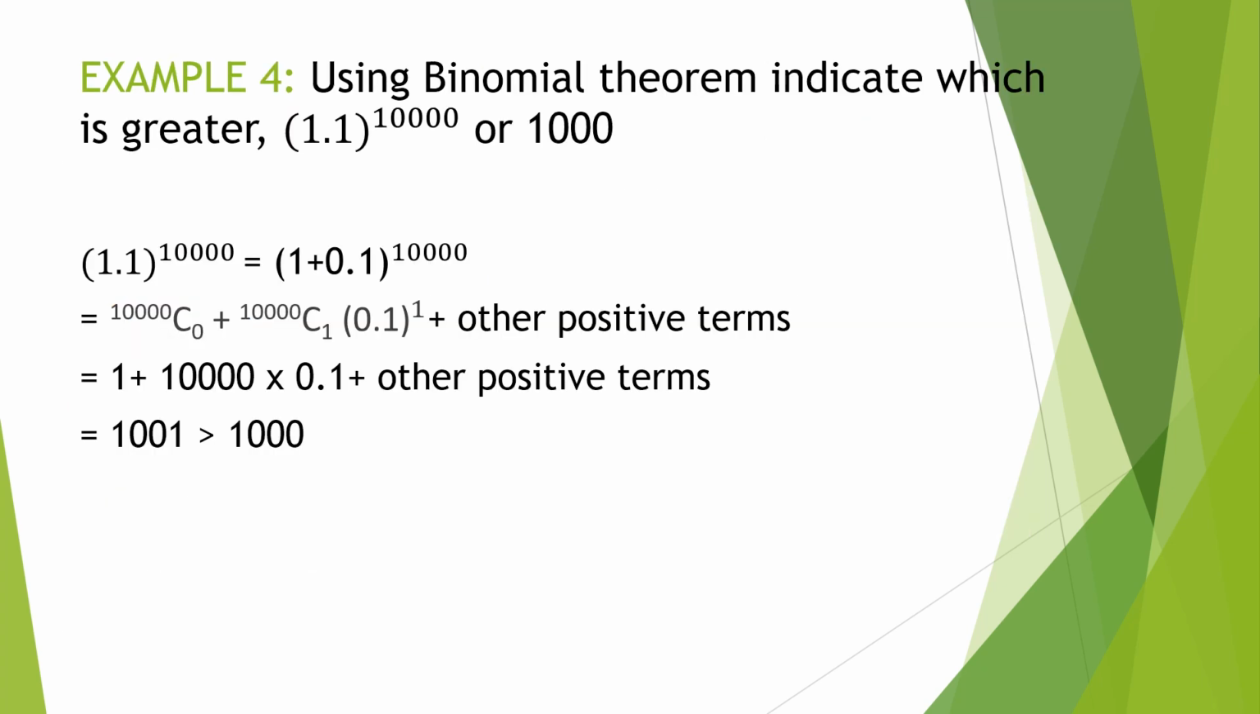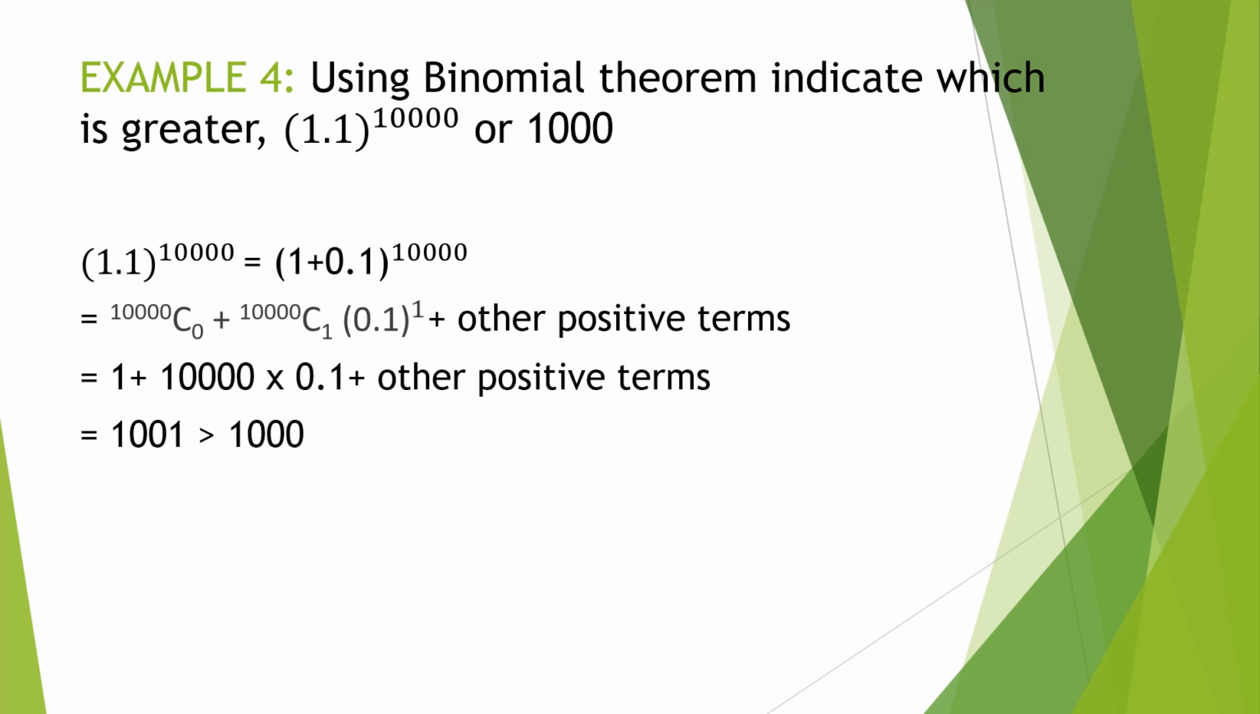Next example. Using binomial theorem, indicate which of the following is greater, 1.1 raised to 10,000 or 1000. So simply what you can do is 1.1 raised to 10,000 can be written as 1 plus 0.1 raised to 10,000. Now apply the binomial expansion of 1 plus x raised to n. So first term will be 10,000C0, second term 10,000C1 into 0.1 raised to 1. Why? Because 1 raised to anything is always 1. So this will be the first two terms, and the other terms which will follow will obviously be positive terms.